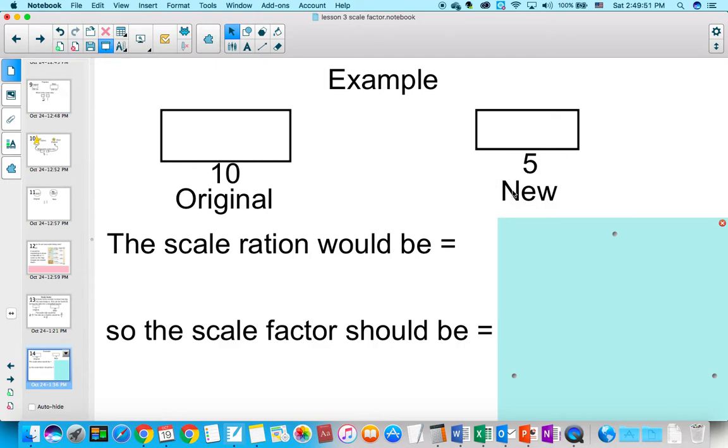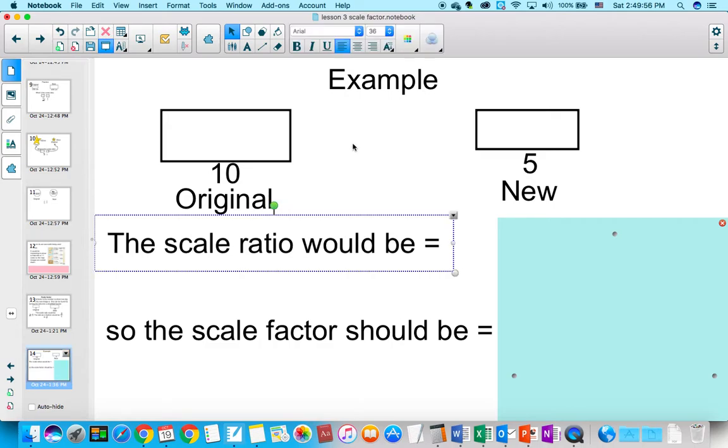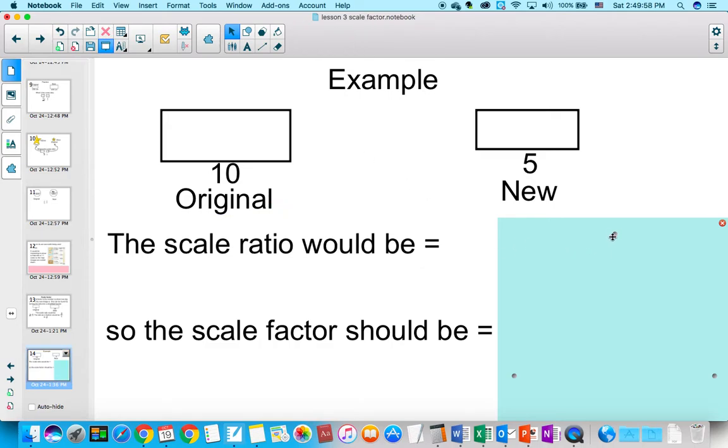So if we have an original of 10 and we have a scaled down version, because it's obviously smaller, of 5, the scale ratio, it shouldn't say ration, it should say ratio, would be, well, once again, you should be able to solve this on your own from the practice we did. The first number in the ratio represents the new one, and the second number represents the original, right? So the original is bigger. How many times bigger is the original? Well, 10 is 2 times bigger than the new one, so the second number in our ratio would be 2, and our first number would be 1.